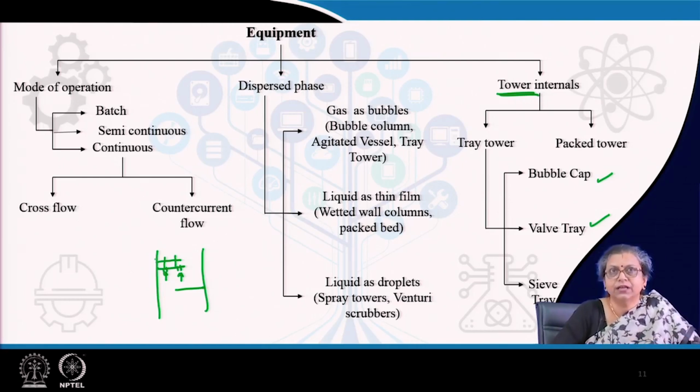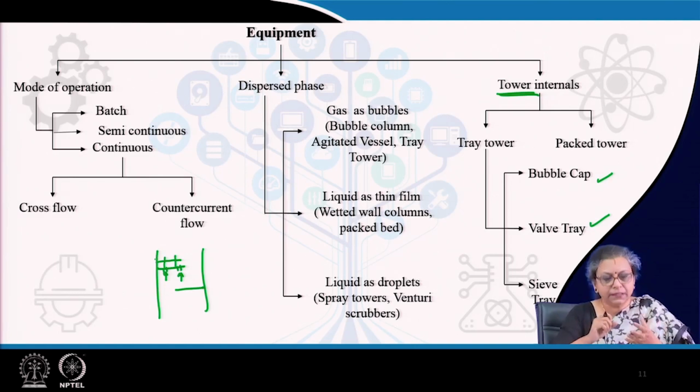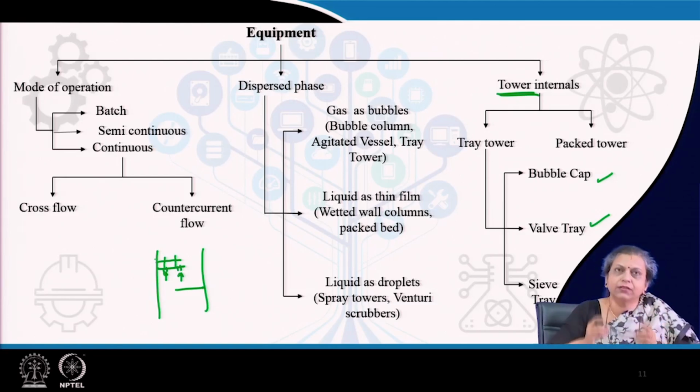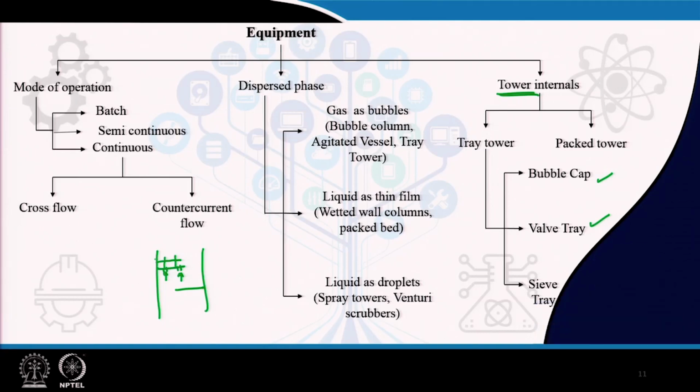Now, in this case I would like to mention one particular thing. See, which phase should we disperse? We disperse the phases to increase the mass transfer. Why does this happen? This happens because the diffusion path decreases and the interfacial area increases. So, quite naturally we would like to disperse that particular phase which is mass transfer controlling in any particular operation. Therefore, when the gas phase is mass transfer controlling, we disperse the gas phase. When the liquid phase is mass transfer controlling, we disperse the liquid phase.